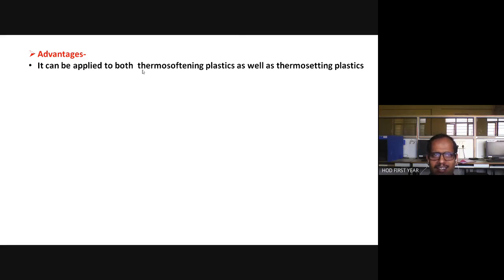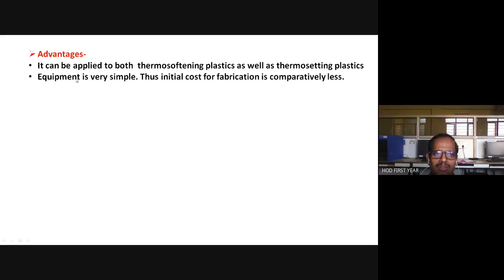Okay. This is applicable to all types of plastics. No restriction. Equipment is very simple. You know, only top molding part and bottom molding part and guide pins and extraction pins. So simple construction. So equipment is very simple. Thus initial cost for fabrication is comparatively less. The economical part is very important as far as industry is concerned. Our industry is always trying to reduce the cost of its product. So comparatively cost is less.